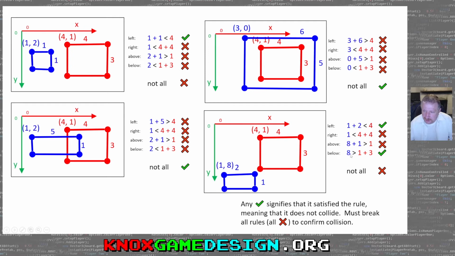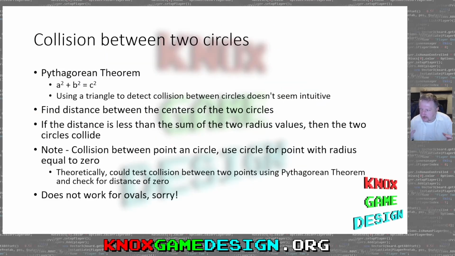So the y value 8 is greater than the y value of the rectangle, which is 1, plus the height of the rectangle, which is 3. So since 8 is greater than 1 plus 3, that's a check. Since there are check marks, since they're not all x, that means they don't collide. It's kind of hard to wrap your mind around, but basically you're just checking for all negative results. So if they're all negative, if all the conditions are not satisfied, then the two rectangles do collide.